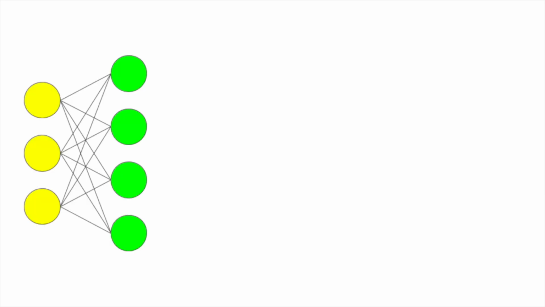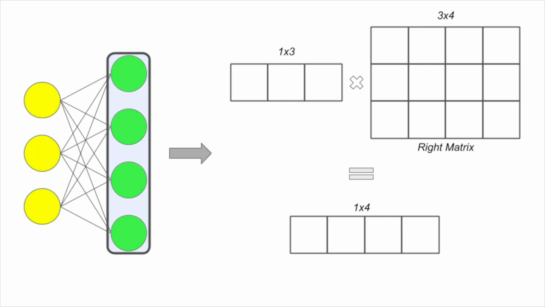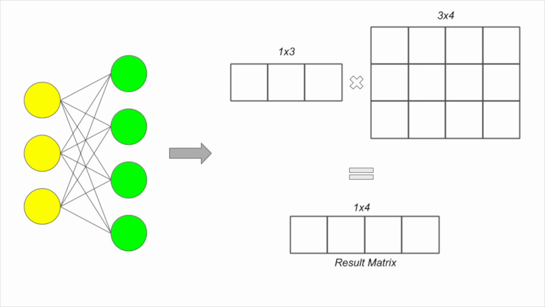So to wrap this all up, we can represent any two connected layers as a matrix multiplication operation, where the left matrix has one row and a column amount that equals the number of neurons in the first layer of the network, and the right matrix represents the weight values of the connections with a row amount that equals the number of neurons in the first layer of the network and a column amount that equals the number of neurons in the second layer of the network. And the result matrix will have one row and a column amount that's equal to the number of neurons in the right layer of the network.